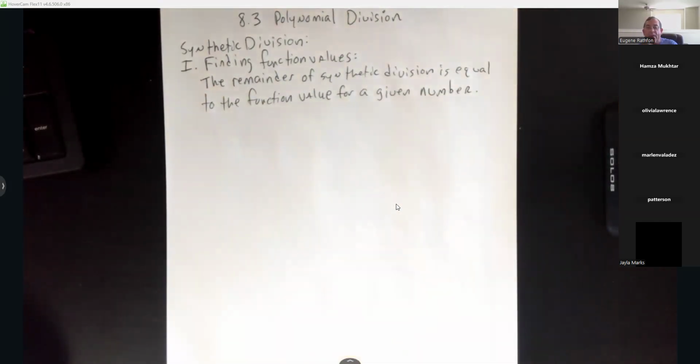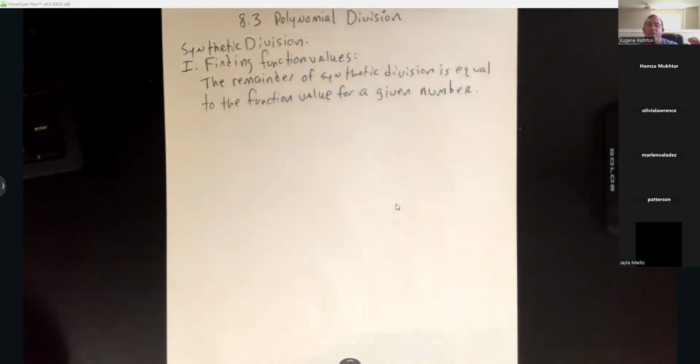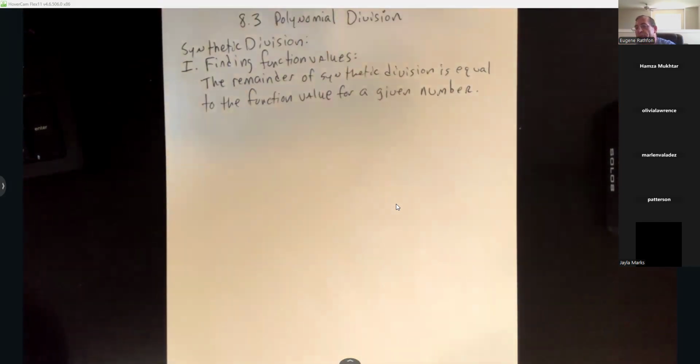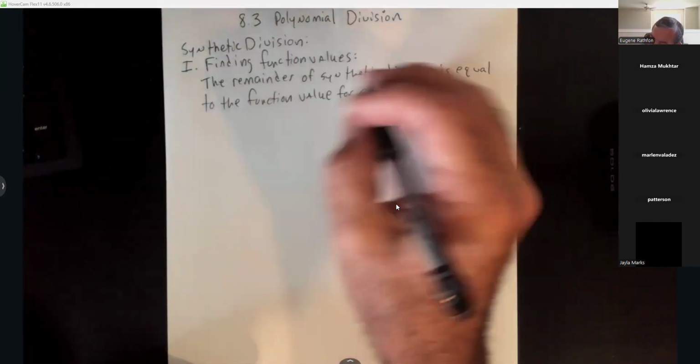So when we're finding function values, we'll go through synthetic division and we're looking at the remainder. The remainder will equal the function value, which is the same as plugging that number into the function and doing your order of operations and stuff. So not bad.